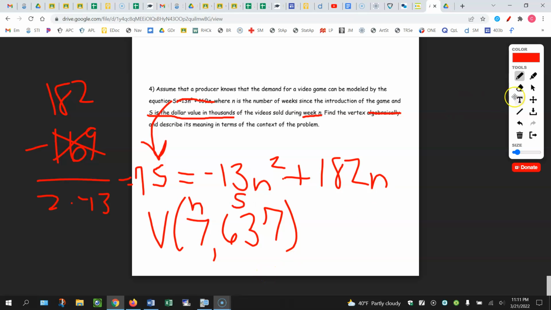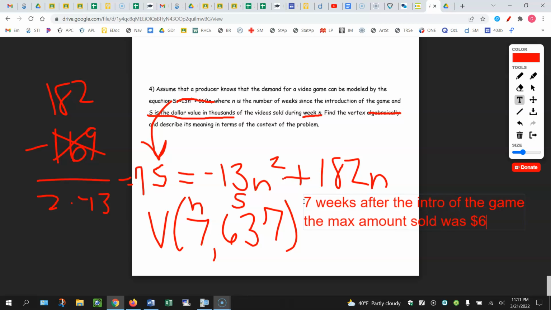So putting this into context is going to look like this. In week 7, or a better way to say this, 7 weeks after the intro of the game, the max amount sold was $637,000.